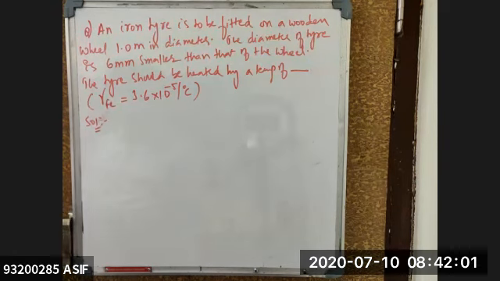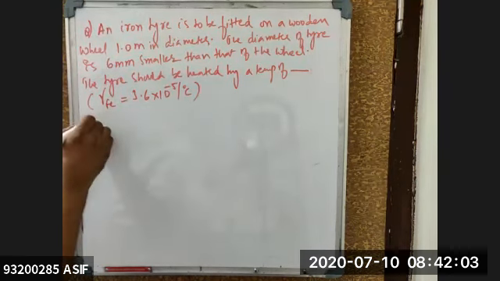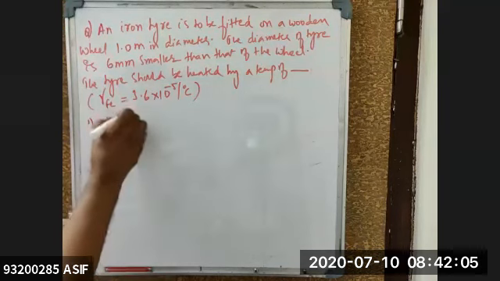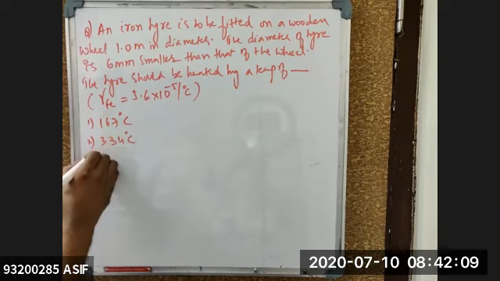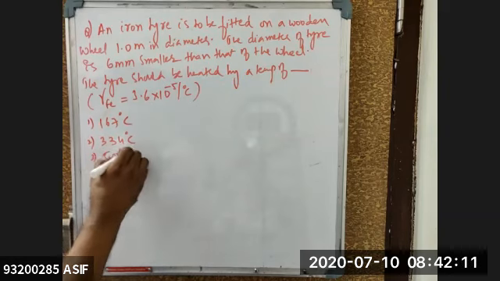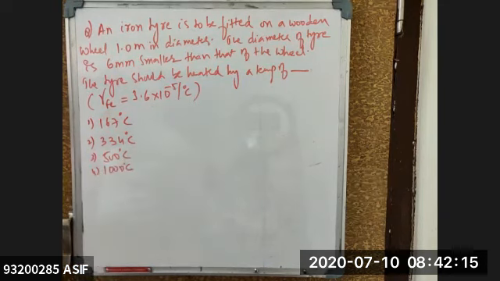I'll give the options for this one. The first option is 167 degrees centigrade. Second option is 334 degrees centigrade. Third option is 500 degrees centigrade. And fourth option is 1000 degrees centigrade. Come on, try to do it out.